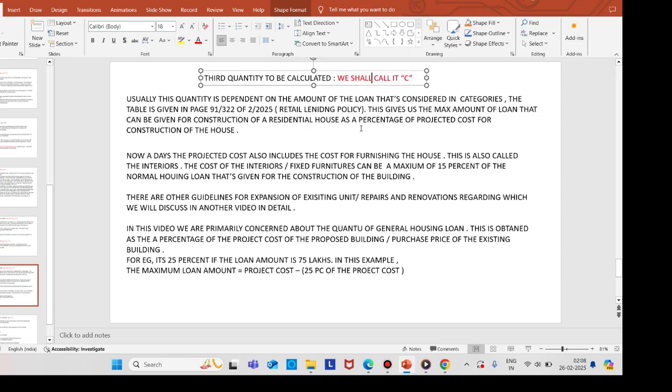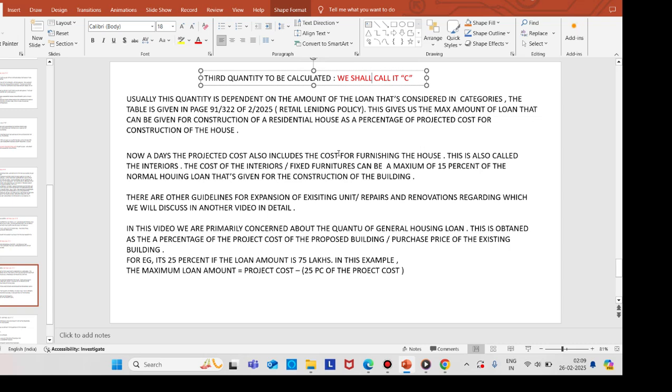Also, sometimes, depending upon the project cost, there are other loans related to this housing loan that are given, like for expansion of an existing house, where one customer may want to construct a first floor on his already existing ground floor. Or sometimes the customer may require some loan for repairs and renovations. All those other things we will consider in detail in another video. In general, the purpose of a housing loan is for construction of the house or for the purchase of the house. Repairs, renovations and expansions, which are specific, we will consider in another video.